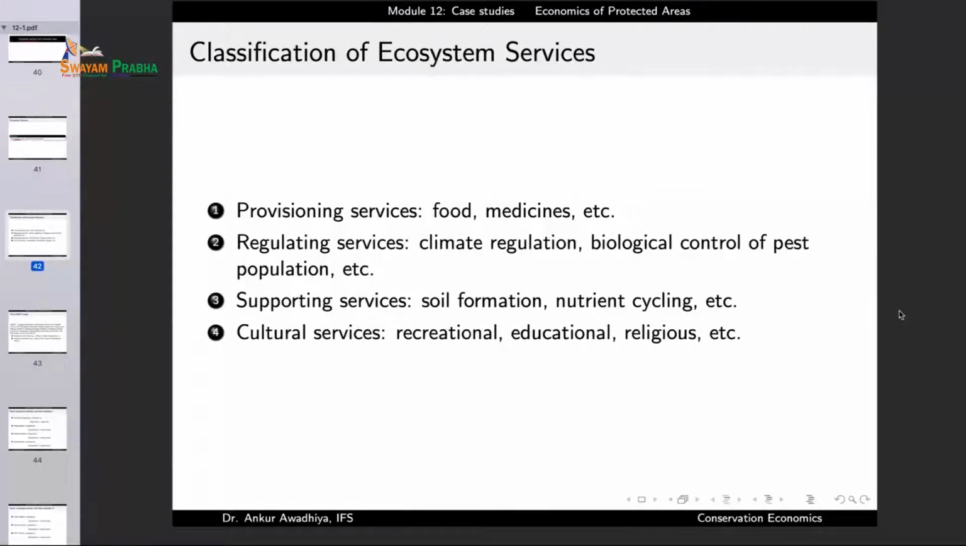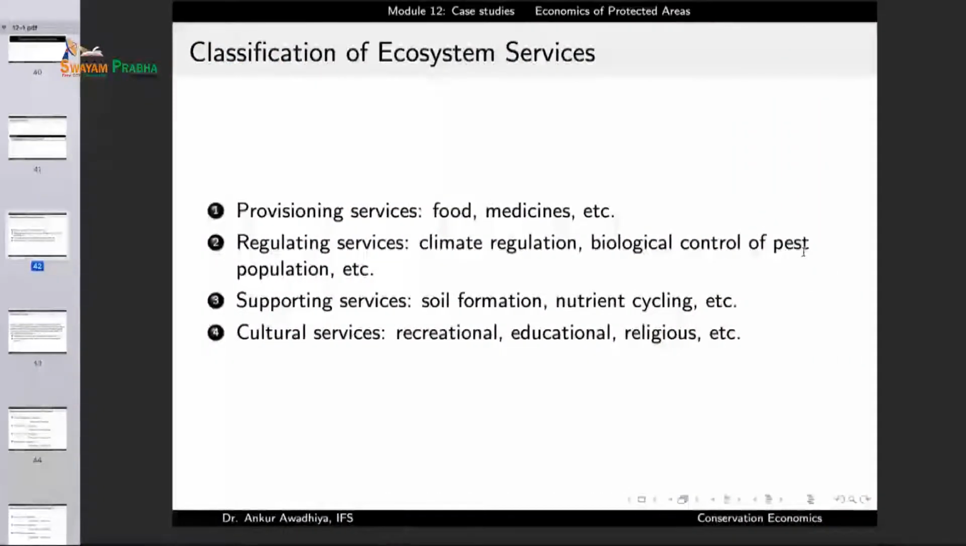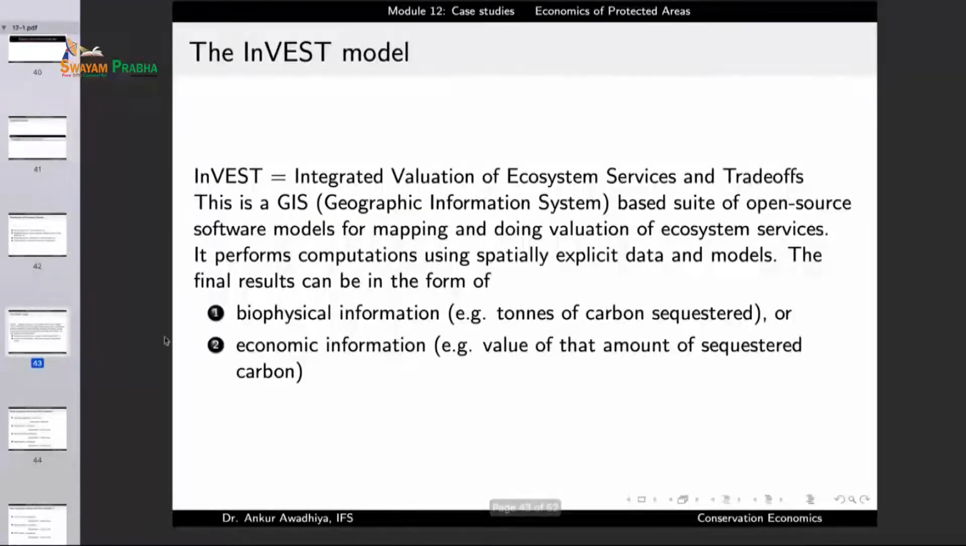Then these ecosystems also provide supporting services in the form of soil formation and nutrient cycling. They also provide several cultural services such as recreation, educational uses, religious uses. So these are different services that a well functioning ecosystem provides to people. So we have provisioning services, regulating services, supporting services, and cultural services. And to do a valuation of these services, we can make use of economic models.